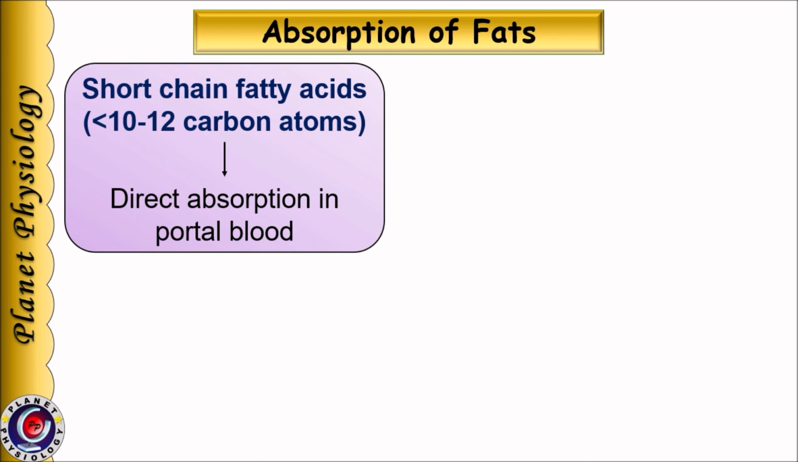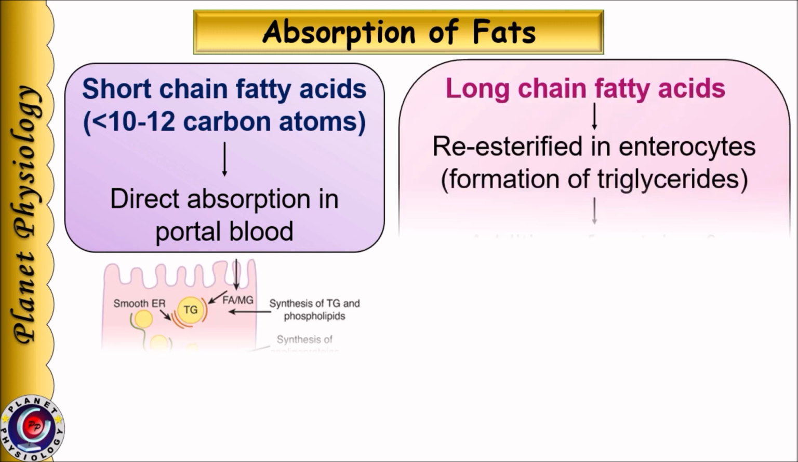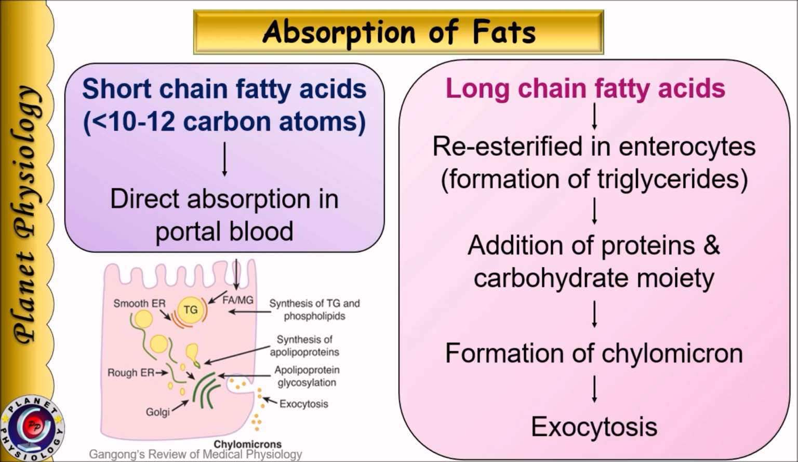Absorption of free fatty acids into the circulation depends on their length. For example, short chain fatty acids with less than 10 to 12 carbon atoms are fairly water soluble and hence they are directly absorbed into the portal blood. But long chain fatty acids undergo the process of re-esterification before their absorption. It means free fatty acids combine with monoglycerides to form a new molecule of triglycerides within the enterocyte.